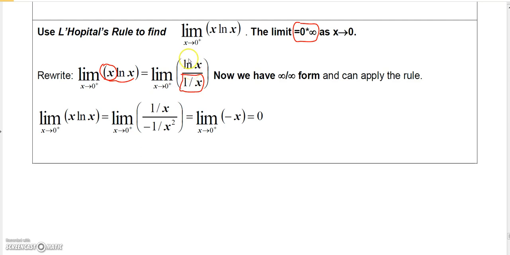So all I have to do to apply L'Hopital's rule is take the derivative of natural log of x, and that's going to be 1 over x, and then take the derivative of the denominator, and that's going to be minus 1 over x squared. Now if you just invert this and multiply, you'll get 1 over x times minus x squared, which is going to give me minus x. You can do that on scratch paper if you want to. So now I have the function. Now all I have to do is take the limit of negative x as x goes to 0, and that's simply going to be 0.